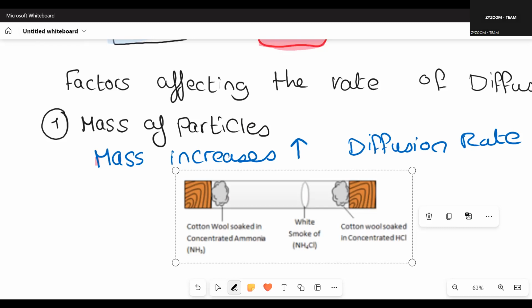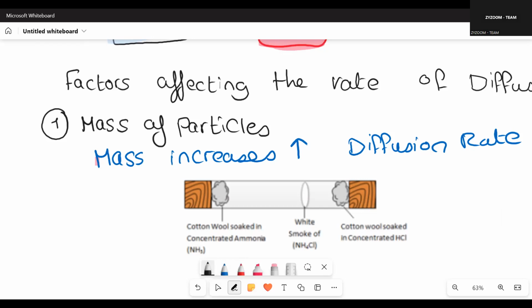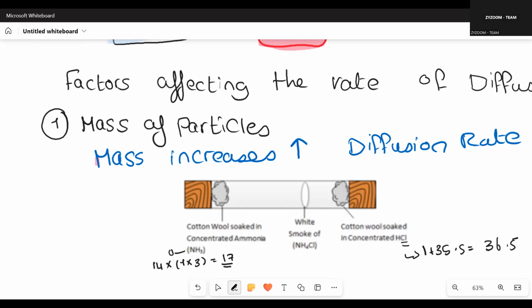But the mass of ammonia is not like the mass of HCl. How would I know the masses? I can know the masses from the periodic table. Nitrogen weighs 14. I have 3 hydrogens, the mass of each is 1, so it's 1 times 3. So the total mass of NH3 is 17. While the mass of HCl is 1 plus 35.5, so the mass of 1 HCl is 36.5.